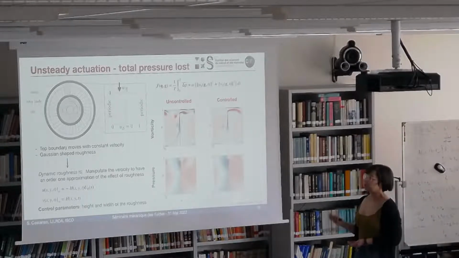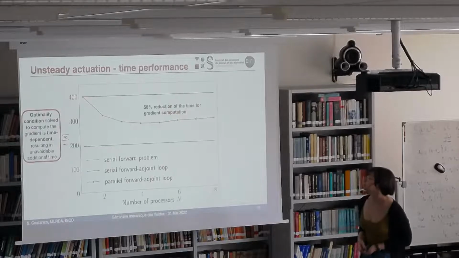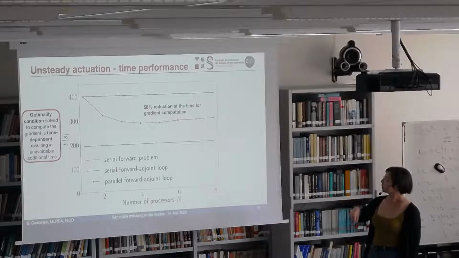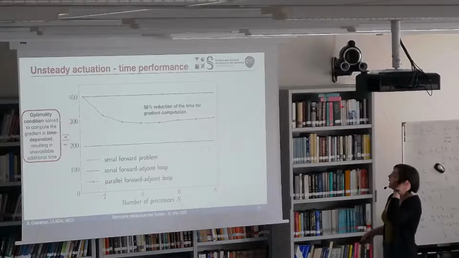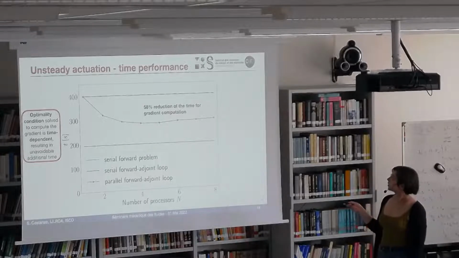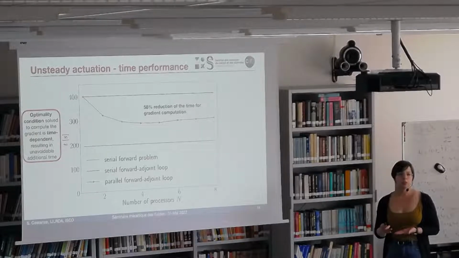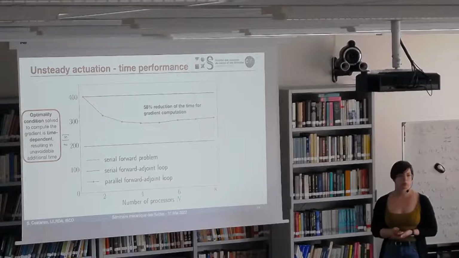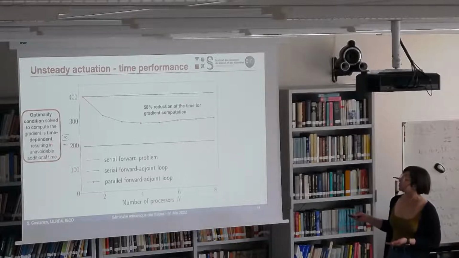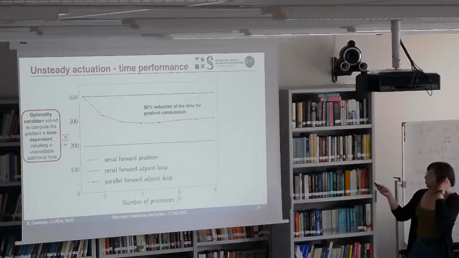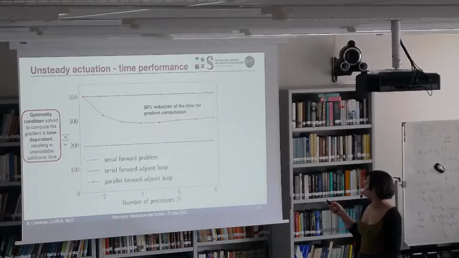Also in this case, we are more interested in the performance of the algorithm. So same as before, here I'm showing the time needed to solve the serial forward problem and the serial forward adjoint problem. And in red, we have now the reduction in the time computation of the gradient. And here we can reach 58%. This is because now the optimality condition, so the equation we need to solve to compute the gradient, is time dependent. So we are adding a dimension to the matrix. But this is very good already.